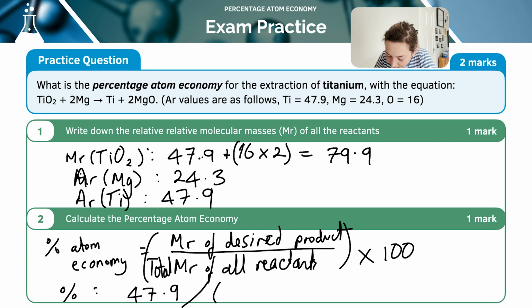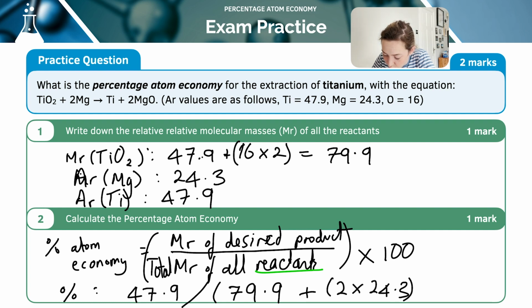And remember, it's reactants, not products. So let's look at my reactants. I've got titanium oxide. I calculated that already. It was 79.9, plus magnesium. Now I've got 2 magnesiums, so it's going to be 2 times 24.3, because the Ar of magnesium is 24.3. Okay, so I put that into my calculator. Of course, I'm going to times that by 100. And it's going to give me 37.3%. And that is your answer.